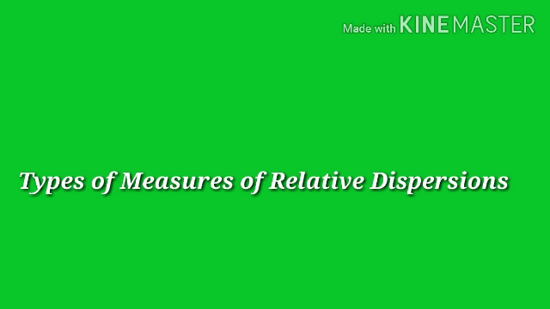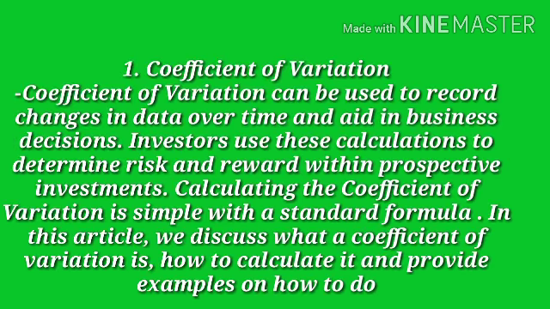And now let's move to the types of measures of relative dispersion. Number one is the coefficient of variation. A coefficient of variation can be used to record changes in data over time and aid in business decisions. Investors use these calculations to determine risk and reward within prospective investments. Calculating the coefficient of variation is simple with a standard formula.